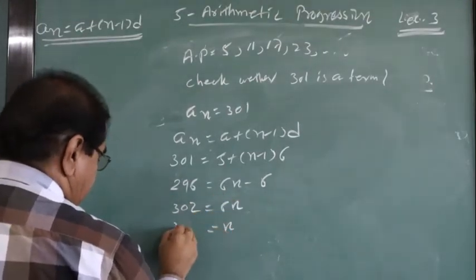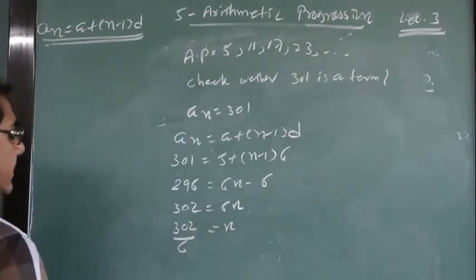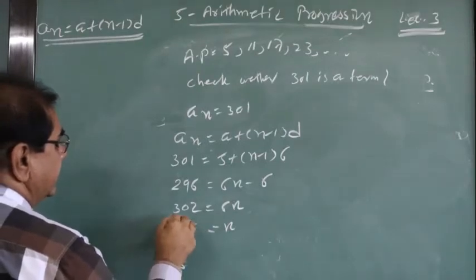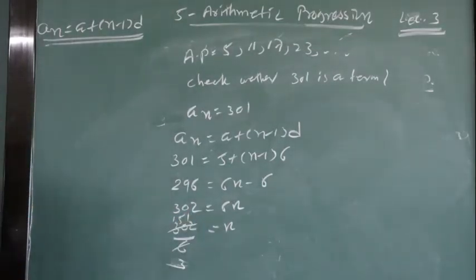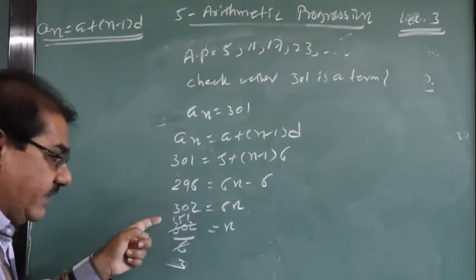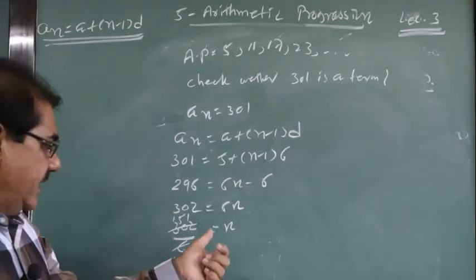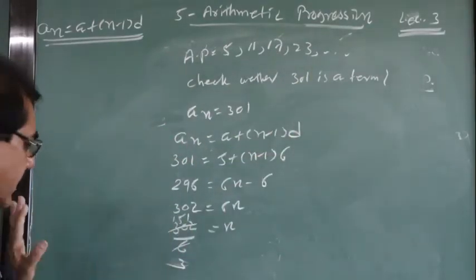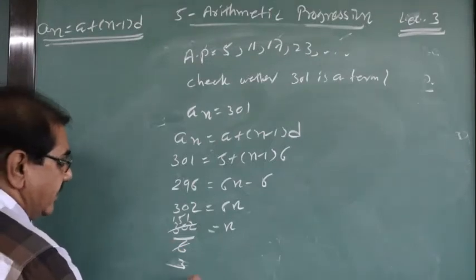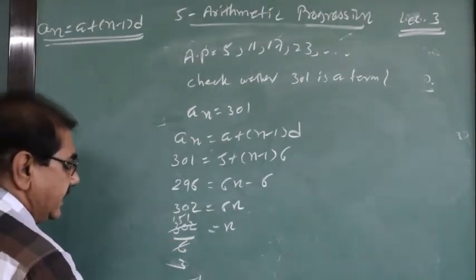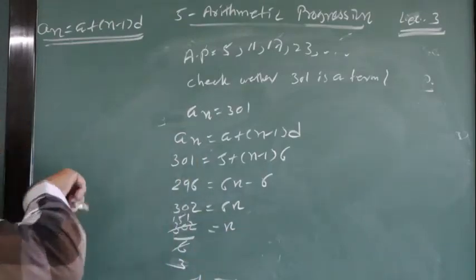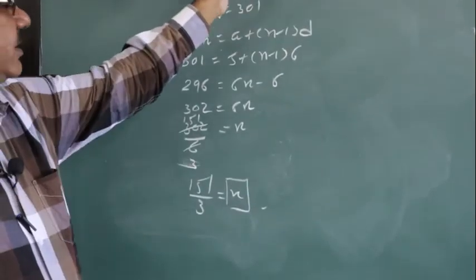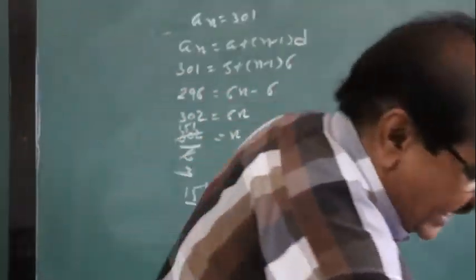So n is equal to 302 upon 6. Two 3s are 6 and 151 2s are 302. So n is 151 upon 3. It is a fraction, and the number of the term should always be a positive integer. So this is a fraction, 151 upon 3. It cannot be the number of any term. Therefore, I can say that 301 cannot be a member of this AP. Is it clear? Because n is a fraction.